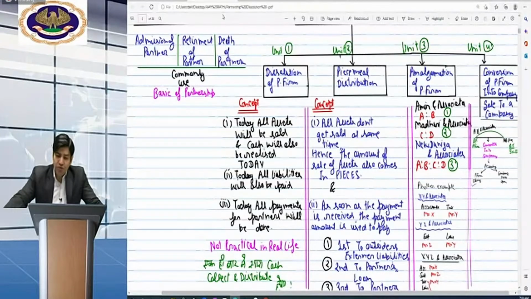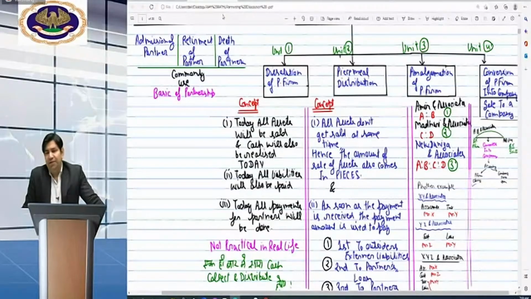And Unit 2 says, since it's not practical to sell all the assets on the same date, the amount will come in pieces, whether it is different assets being collected at different dates or the full amount of a single asset. The main theme is that we are not receiving the whole payment on a single date.